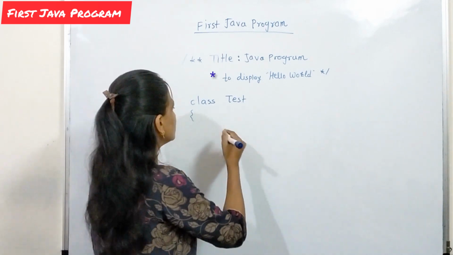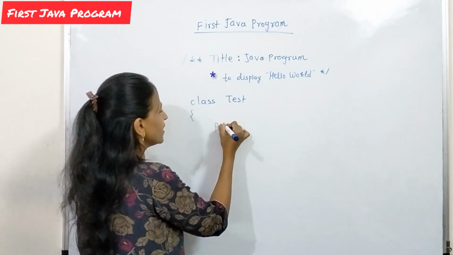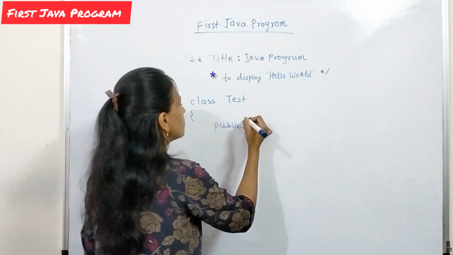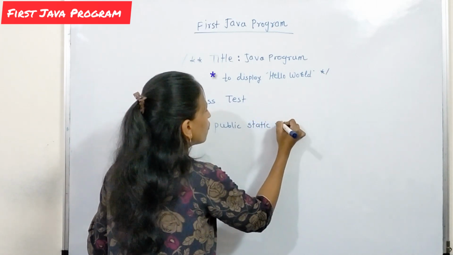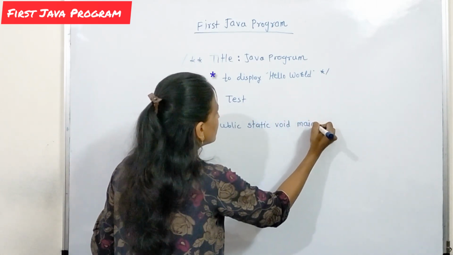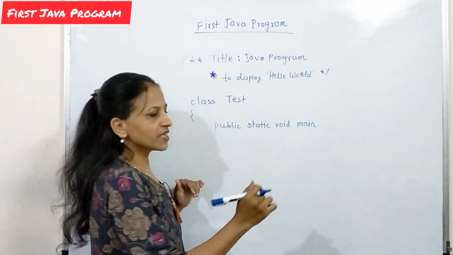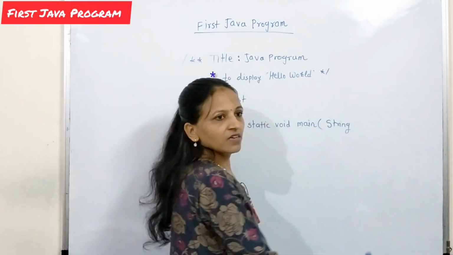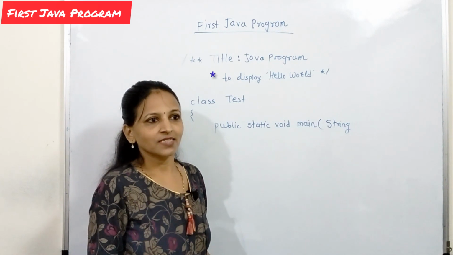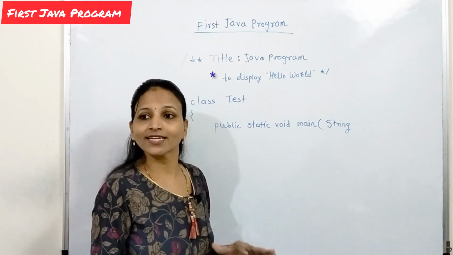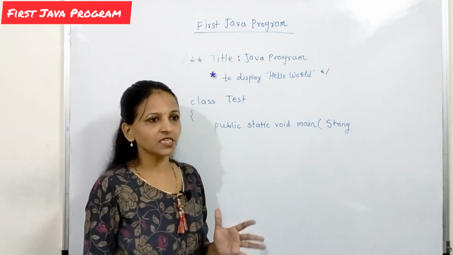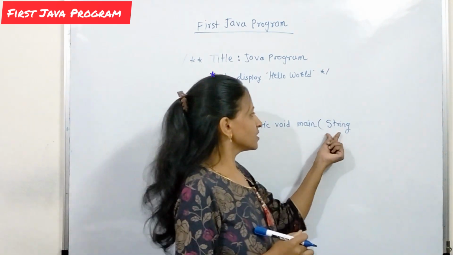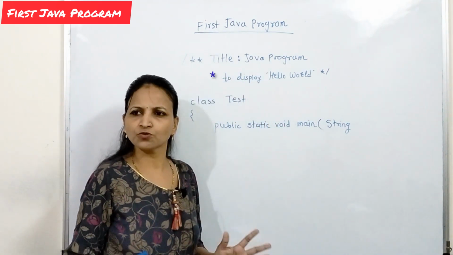Now see, we have to write the main method in this way: public static void main, everything in small case letters. I am going to explain the meaning of each and every word, don't worry. Then place a round bracket, then String, S should be capital, because String is an inbuilt class in Java. That is just like a data type. In C we have to use a character array, but here there is no need. String is given by default by the Java language, and we can use it to create strings.